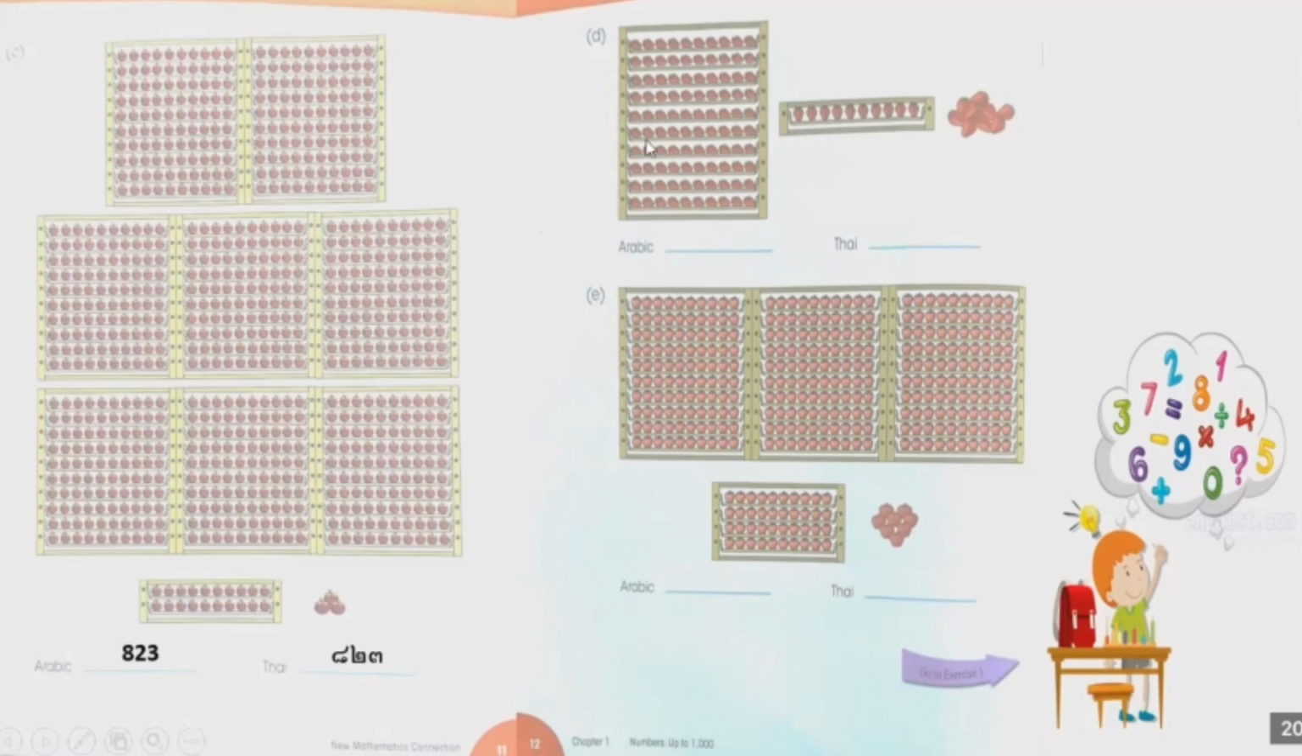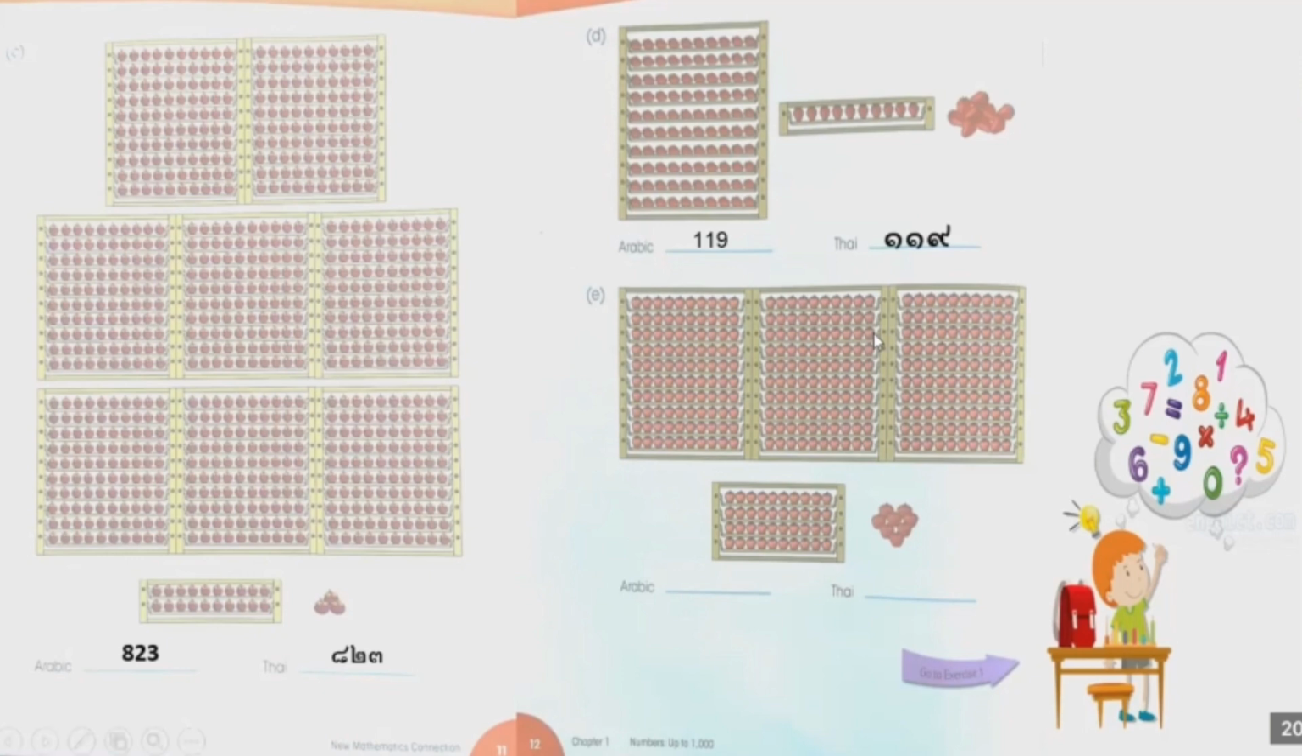Now here, letter D. It's very easy. What fruit is this? It's a strawberry, right? So for the strawberry, we have here 1 stack, 100, plus 1 tray, 10, plus 1, 2, 3, 4, 5, 6, 7, 8, 9. So the answer is 119 in Arabic numeral and Thai numeral.